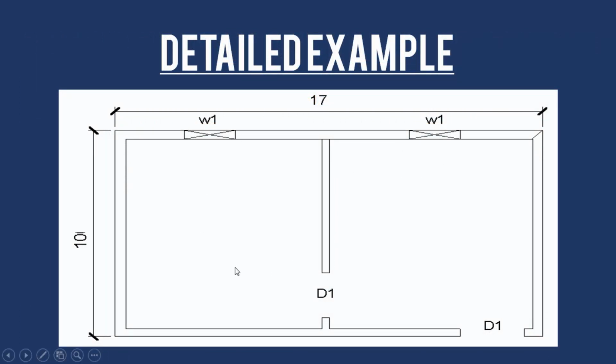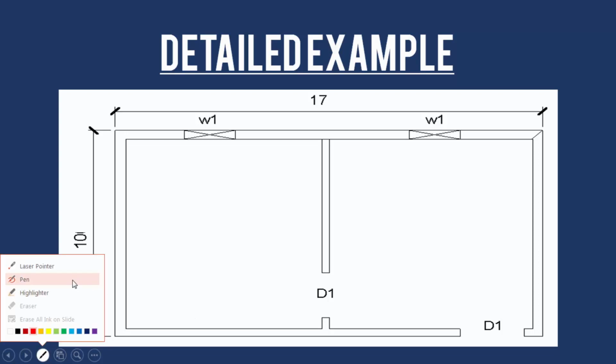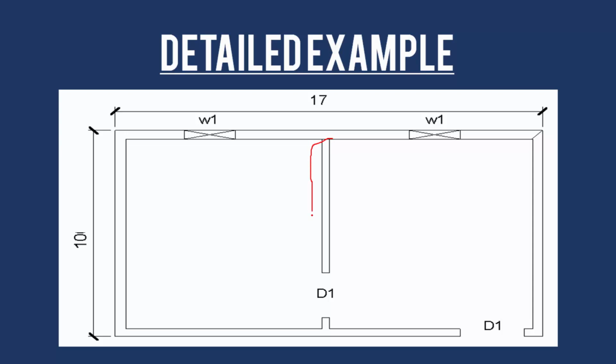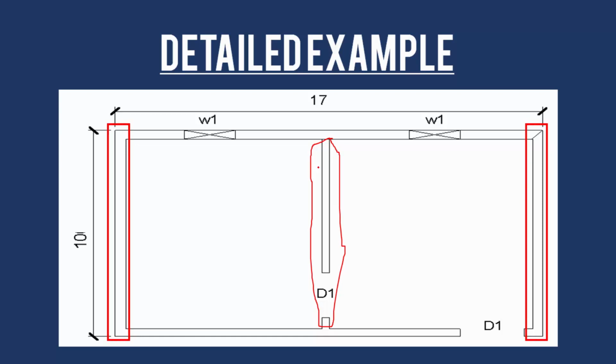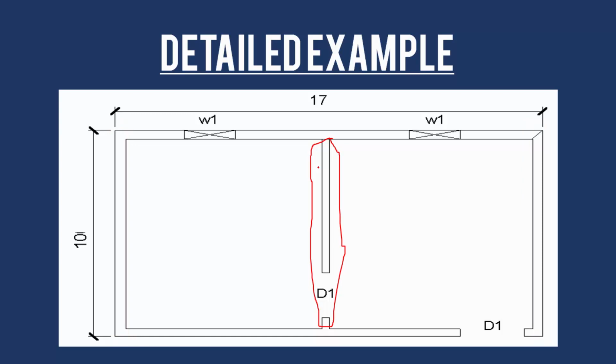This is the example. As you can see, we have 2 17 walls, we have 2 10 walls, and we have 1 10 internal wall. So: 2 17 external walls, 2 10 external walls, and 1 10 internal wall. This is the 17 and this is the 10.